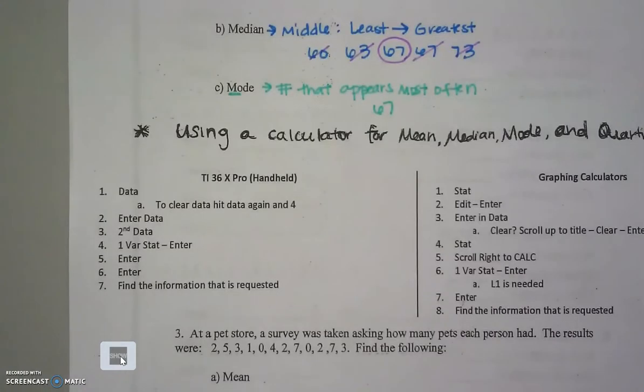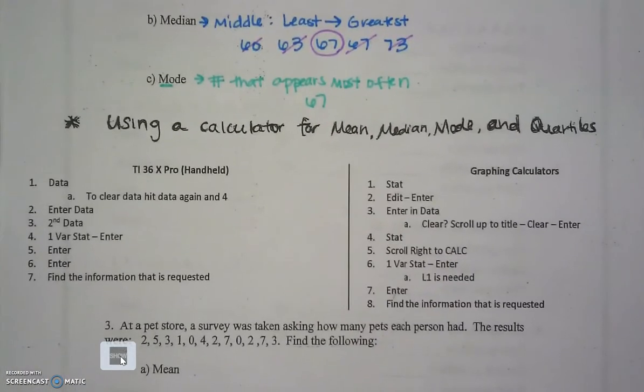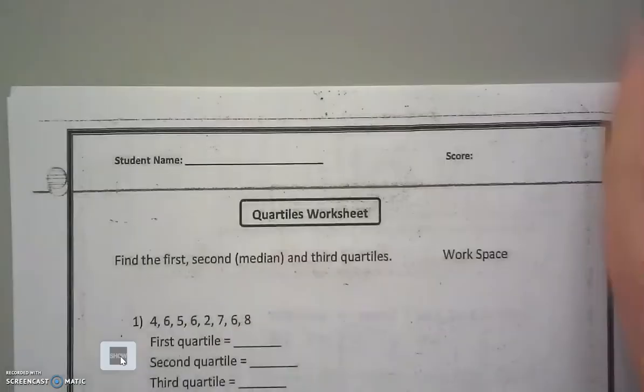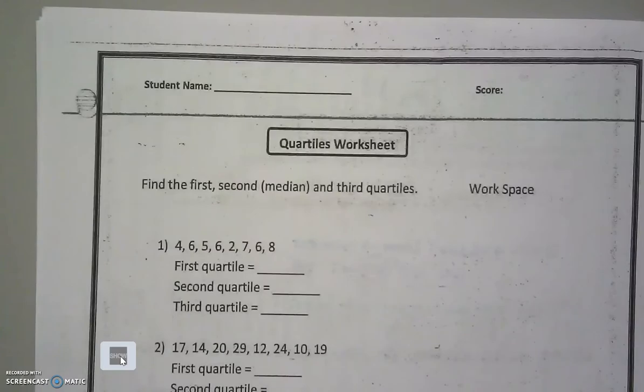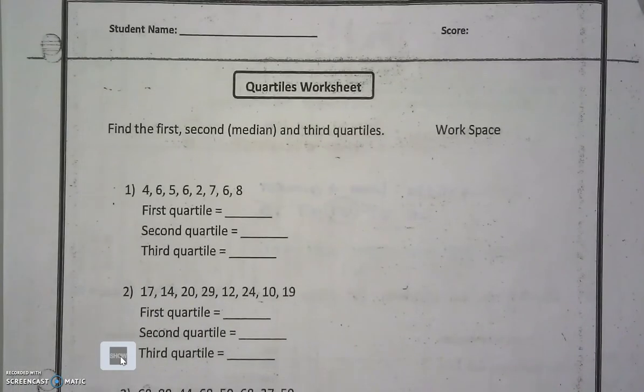There are calculator steps that I would like for you to explore. It'll be hard for me to show you on the document camera each of these steps, but I'd like you to explore them because your calculator will calculate all of these statistical data for you. Let's flip this over so I can remind you on how to find some quartiles. We can find quartiles by hand, or if you explore your calculator, you could find them using your calculator. Your quartiles are what helps you make your box and whisker plot that we're going to talk about on Monday.